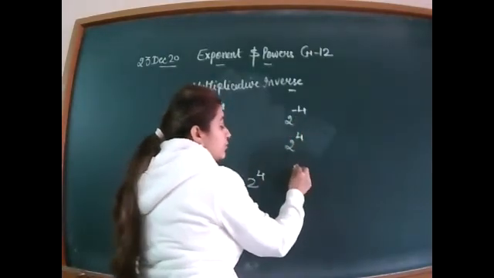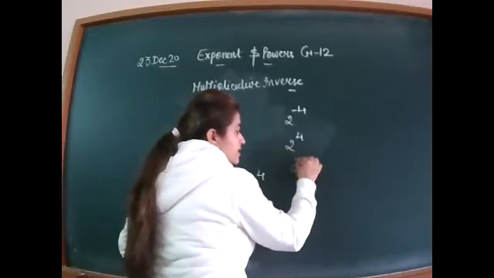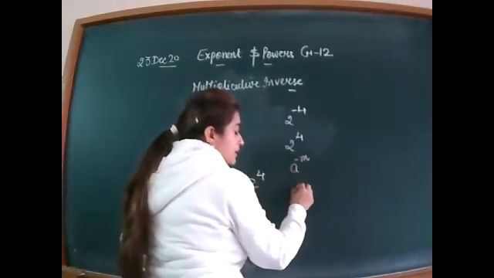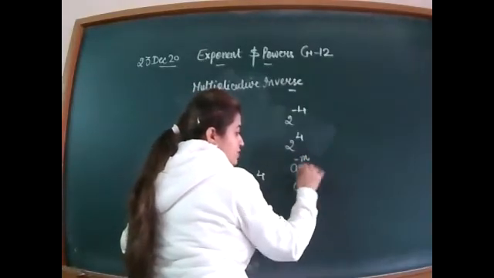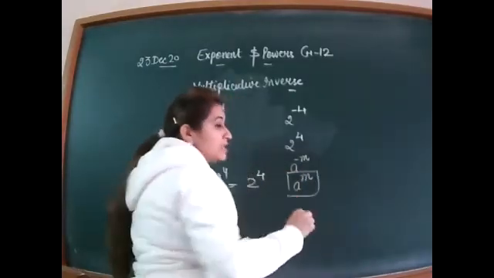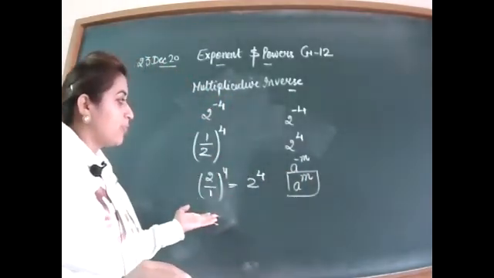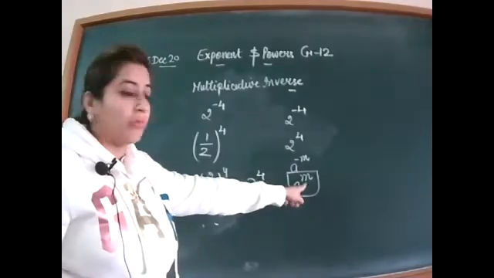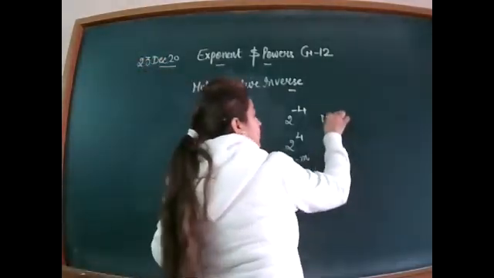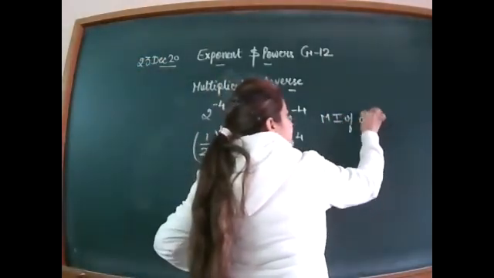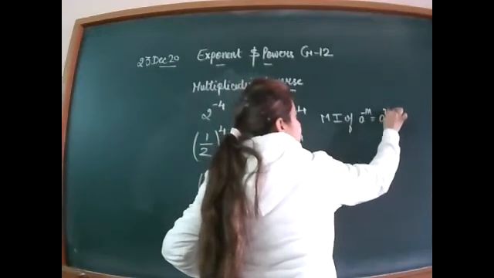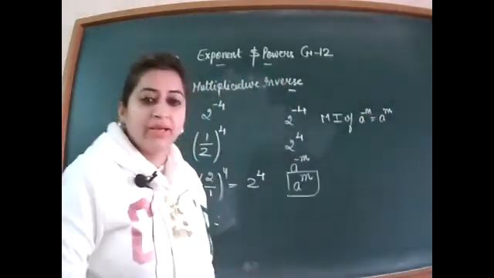So in this manner, you can see that if the number is a raised to power minus m, then its multiplicative inverse will be a raised to power m. So instead of doing this all complete way, you can directly use the formula, the multiplicative inverse of a raised to power minus m is a raised to power m. Is it okay?